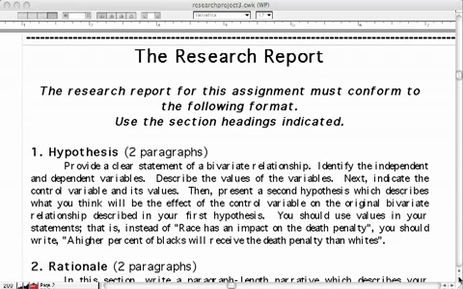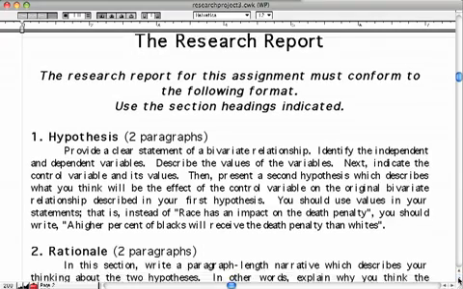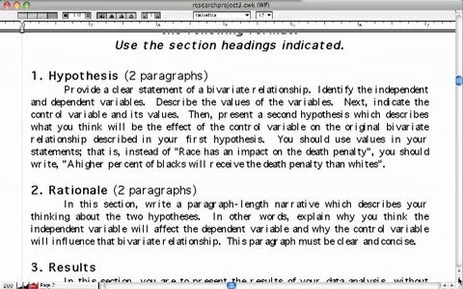So your first section will be a hypothesis, and doesn't have to be much more than 2 paragraphs. You need to provide a clear statement of a bivariate relationship and identify your independent and dependent variables, which you should have done already. Describe the values of those variables. For example, if your variable was gender, obviously the values would be male and female. You're going to next indicate your control variable and its values, which might be sex. Once again, could be male and female.